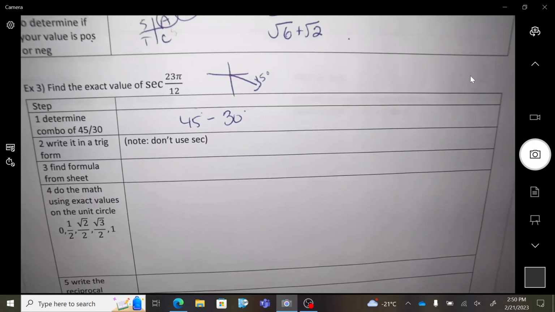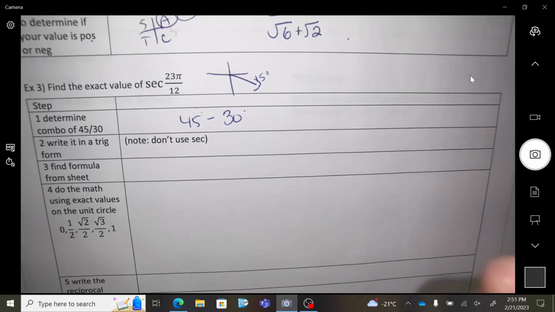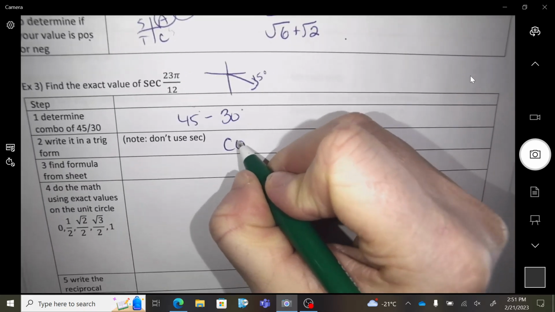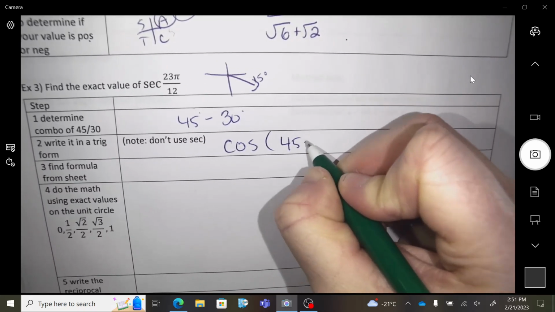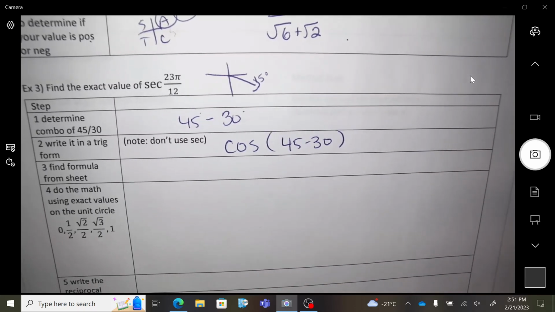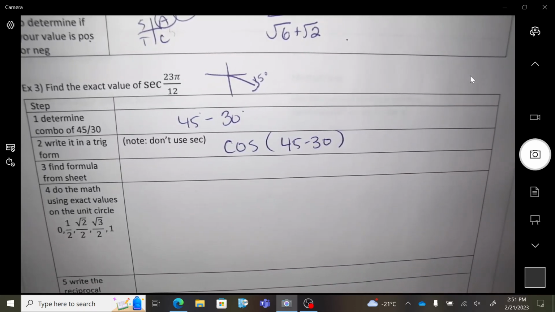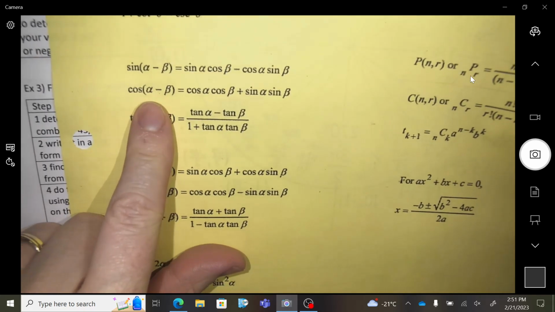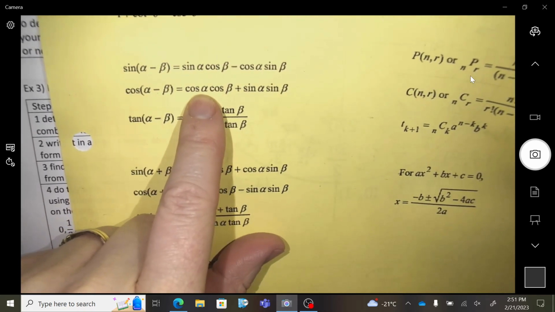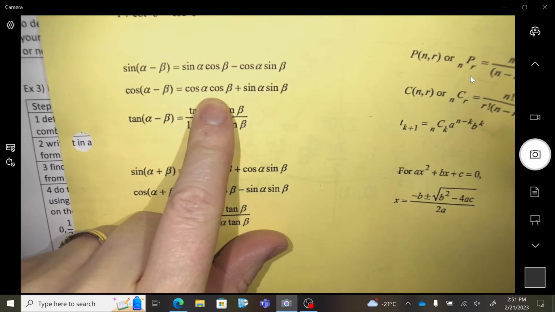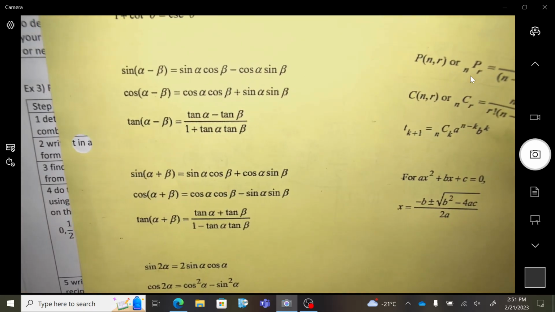Okay, I am not going to do secant. So what should I do instead? Cos of 45 minus 30. You have to go to your formula sheet and find something that looks like the cos of two angles subtracted. So I like to say this: cos cos plus sine sine.